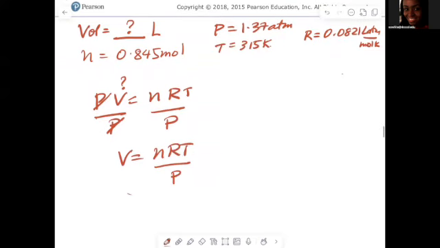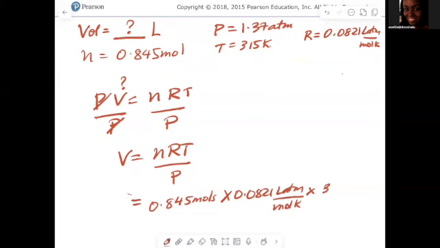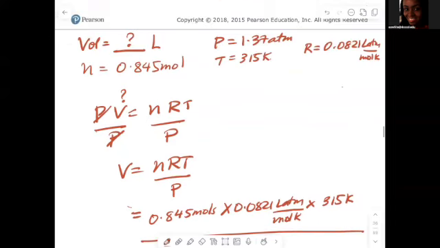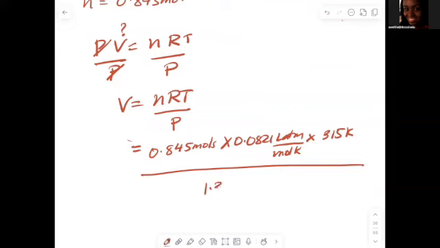Okay, so number of moles is 0.845 moles. And then times 0.0821 liters times atmospheres over mole times K. And then times temperature is 315. This question is near perfect in the sense that you don't have to convert anything, right? And then the pressure is what? 1.37 atm. So our goal is to get volume in liters.